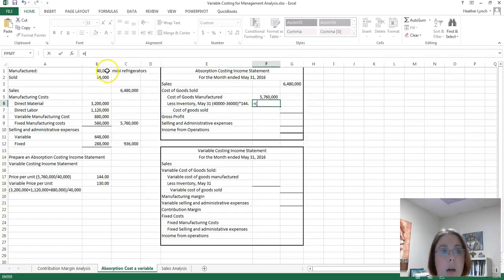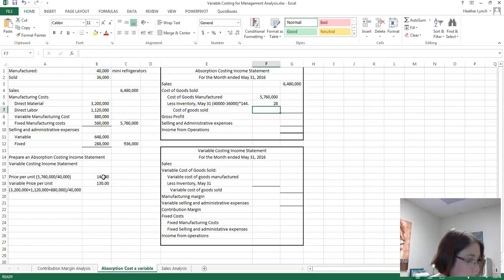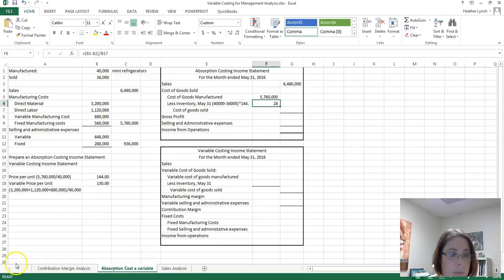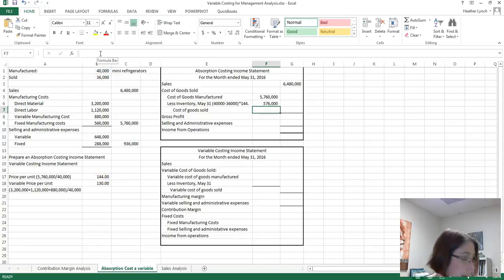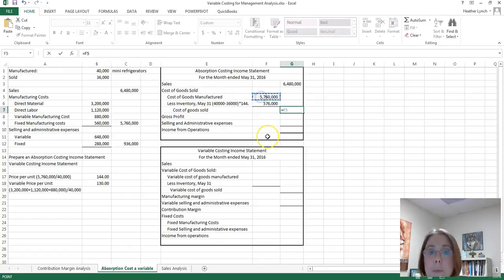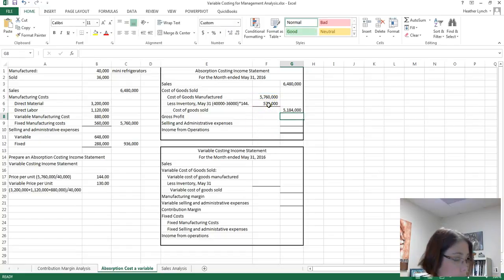We'll take our 40, because we're trying to figure out our ending inventory, divided by the 144,000. That's not right. Okay, I did that wrong. What I meant to do, we're not dividing, we're timesing by the 144,000. So I do apologize for that. We're timesing that. Okay, so our cost of goods sold, that is your 5,760,000 minus the 576,000. So we have 5,184,000.